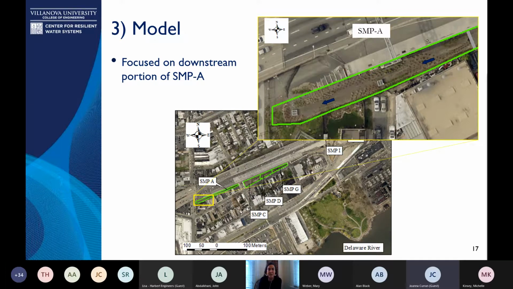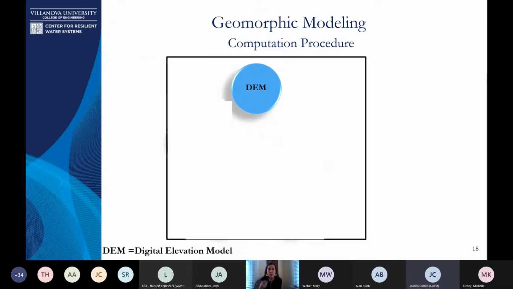We're interested in what's happening at the surface. And so we manipulated a river model that already existed. So our geomorphic modeling procedure to look at how sediments move through the system started with the use of a DEM, a digital elevation model.